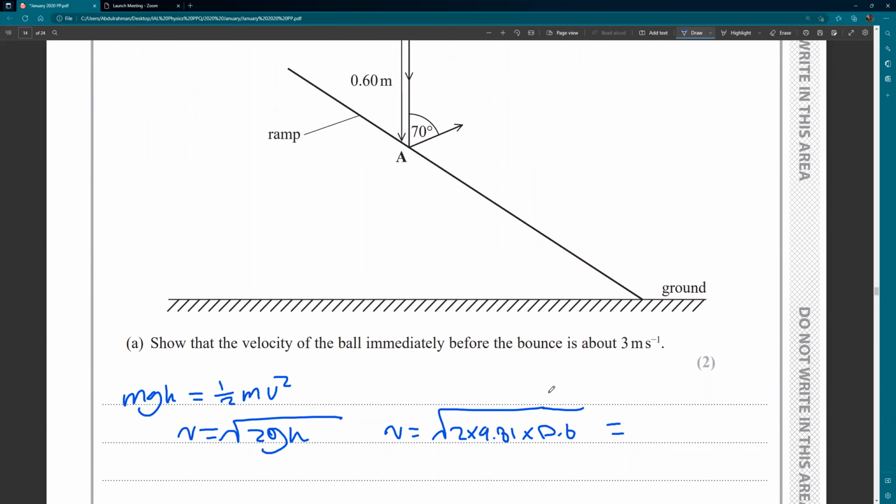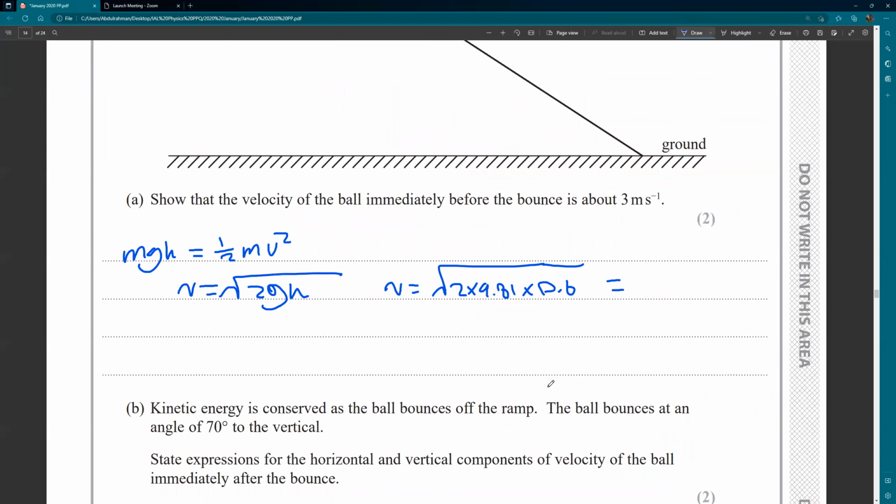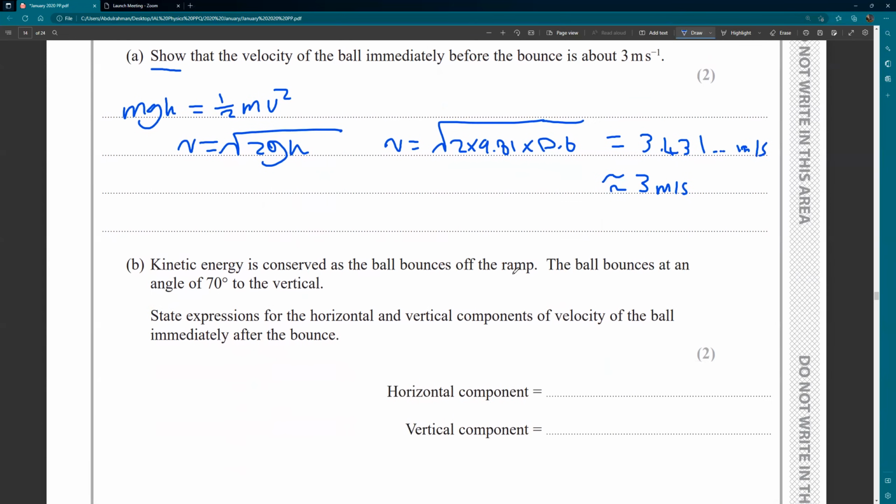Let me put this in my calculator quickly. I'm sorry about my handwriting, I'm using a mouse. Square root. You get 3.431 meters per second. Make sure you show at least 3-4 significant figures because it's a show that question. And that's around 3.4, sorry, just 3 actually, 3 meters per second. If you round this to one significant figure, you do get 3, so I'm happy with my answer.